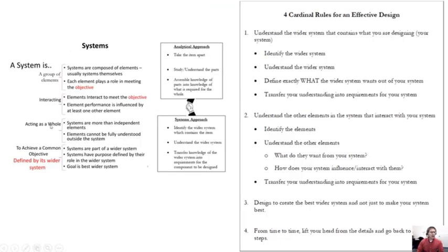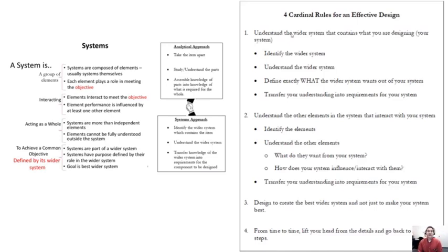Okay, and then pulling these ideas together, we brought in the four cardinal rules for an effective design. If you could walk away this semester with these in your mind, using these when you're at work designing, you would make me a very happy man. Just the simple idea that when you've got a problem to solve, you understand the wider system that contains what you're working on. You identify it, you understand it, and you determine what that wider system wants out of the piece that you're working on, and then transfer that into requirements for your piece.